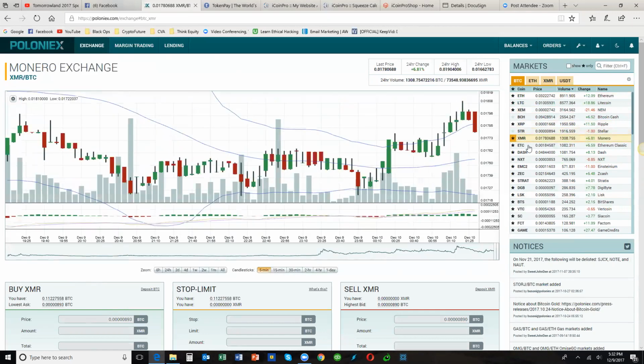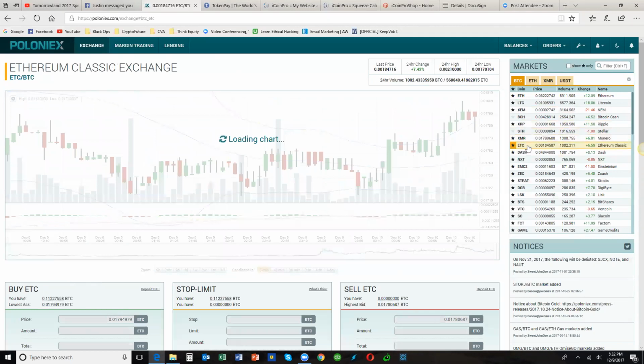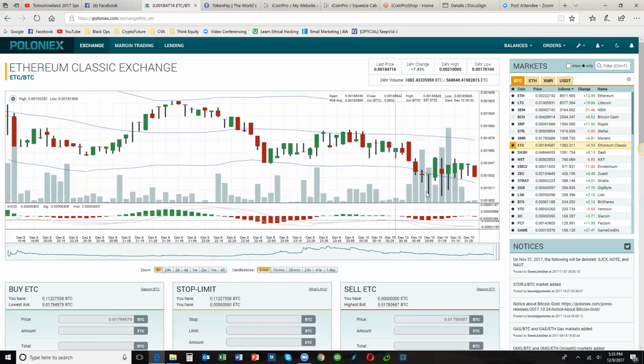Let's go to Monero. Monero just broke through the top Bollinger Band. It's going to dip soon. We don't know how far it's going to dip, but you can keep an eye on that. Ethereum Classic. That one used to be at the very bottom of the charts here. I don't know why that got so much volume. There's a few dips coming up here. This might be a good one forming right here.